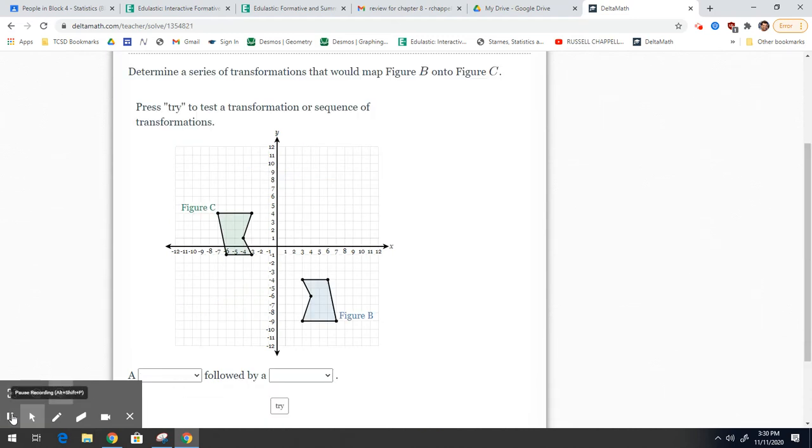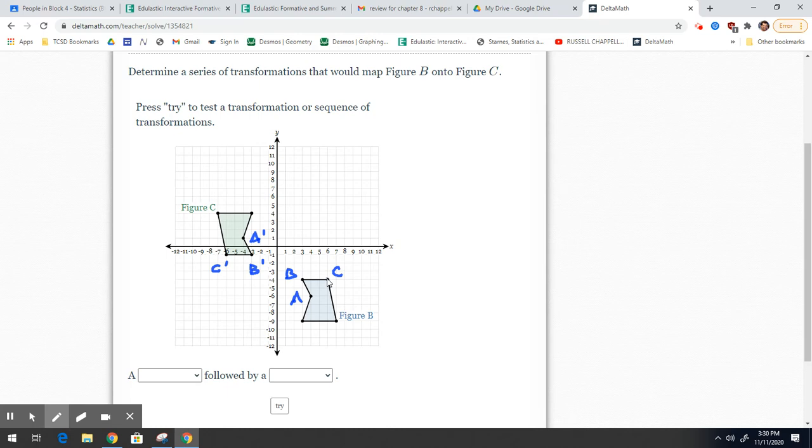Okay, here's our second question here. So now, again, we have to determine a series of transformations that would map B onto C. So again, here is my figure B. I know for a fact that this is A and that would be A prime. It looks like this would be B and that would be B prime and so on. So this would be C prime and that's C. Okay, so how am I going to get over there?